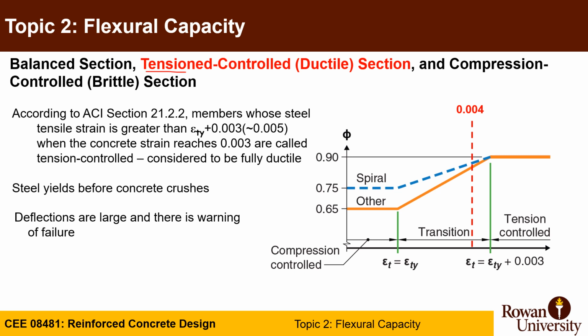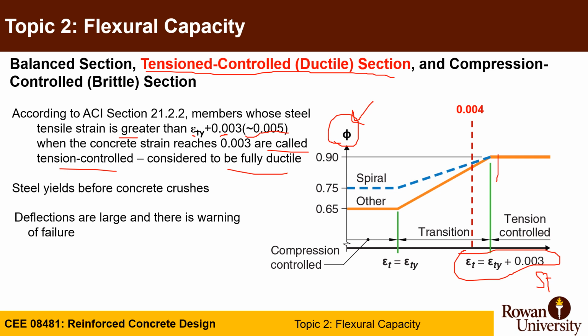So in tension control section, this is the diagram relationship between what's called strain in the horizontal axis and phi in the vertical axis, which is what we are looking for. According to ACI section 21.2.2, members with steel strain greater than epsilon yield plus 0.003. If you are using yield of 60, it's approximately 0.005. If your strain that you calculate is greater than this number, you are a tension controlled section and considered to be fully ductile, and your phi value in this case is just 0.9.